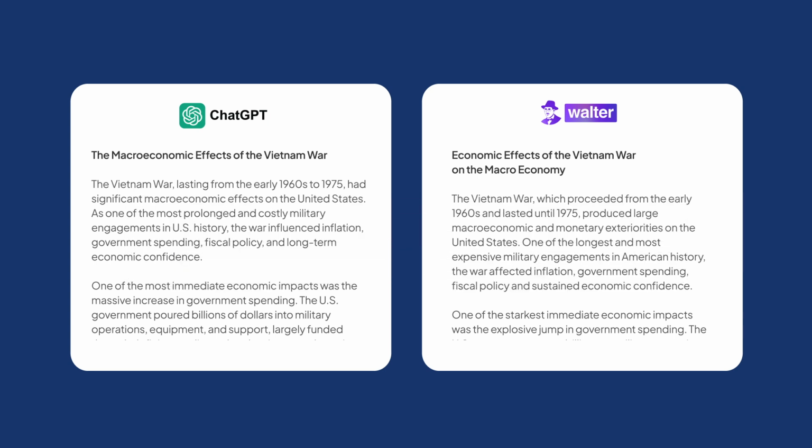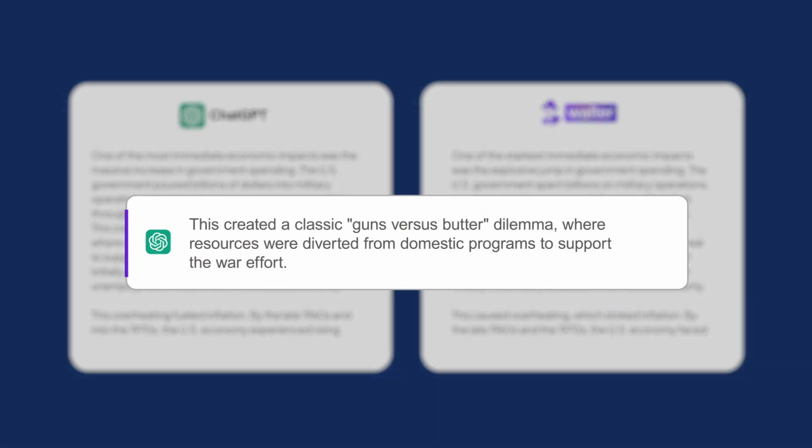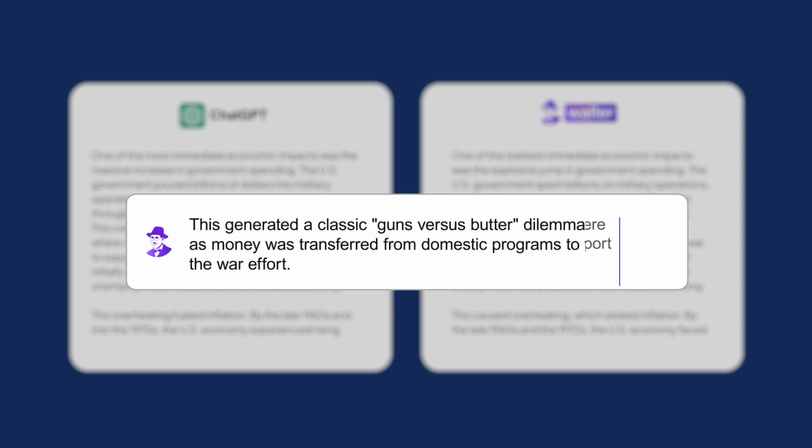But that just goes to show how knowing these writing conventions can really help improve your essays, and that's where Walter Wright's AI really comes in and makes the writing a lot better. So let's continue on here. This created a classic guns versus butter dilemma, where resources were diverted from domestic programs to support the war effort. So once again, that's circling back to this deficit spending idea, where they're diverting their money away from such programs. This generated a classic guns versus butter dilemma, as money was transferred from domestic programs to fund the war effort.